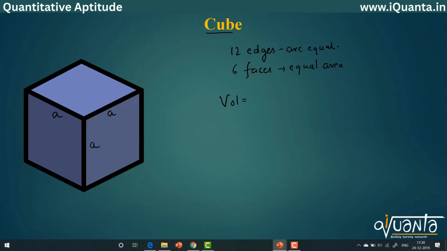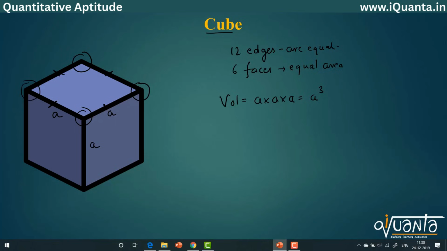So first of all we'll have the volume of a cube. It will be equal to A into A into A. That means we'll multiply all the dimensions. It will be equal to A cube or side cube. All these are the edges of a cube. A cube has 8 vertices, 1 2 3 4 and 4 at the bottom.